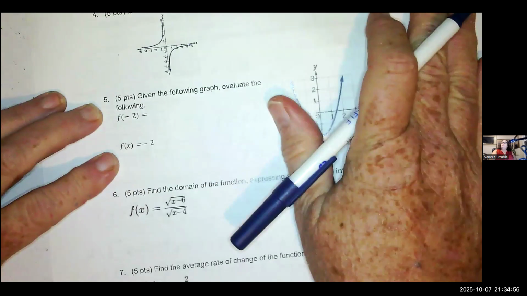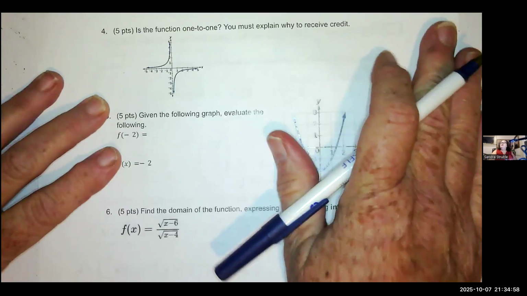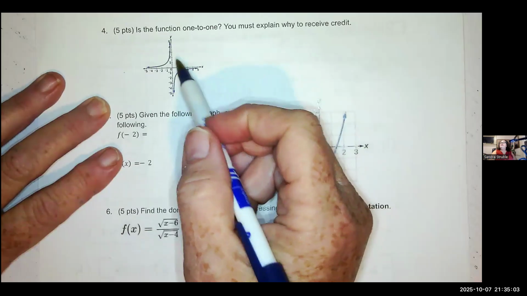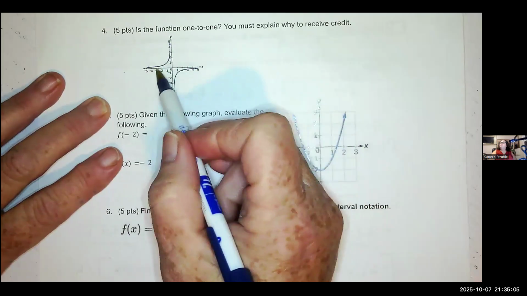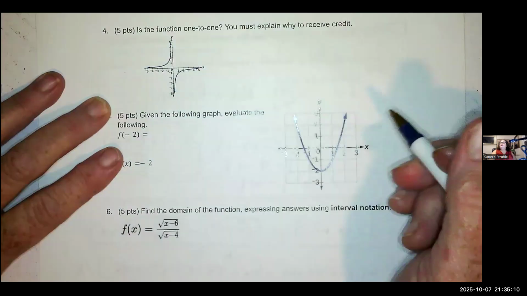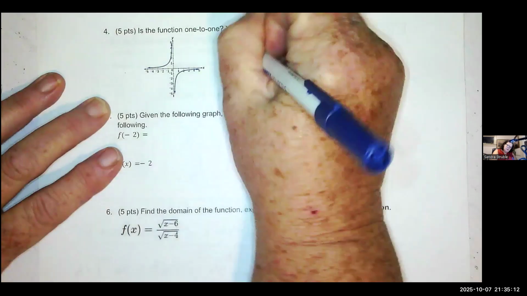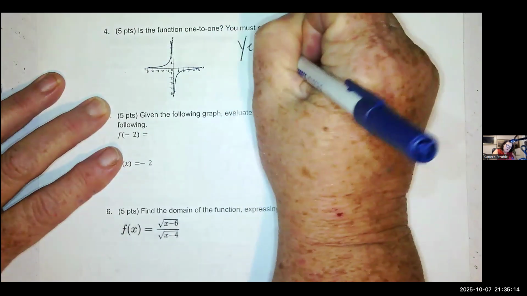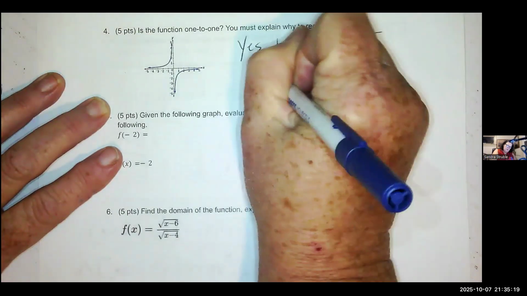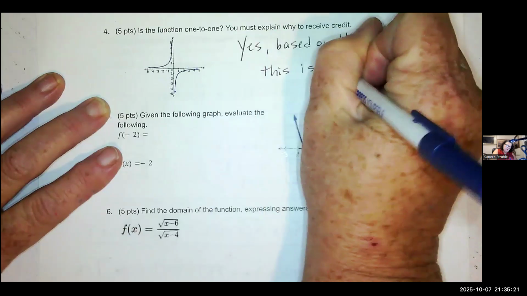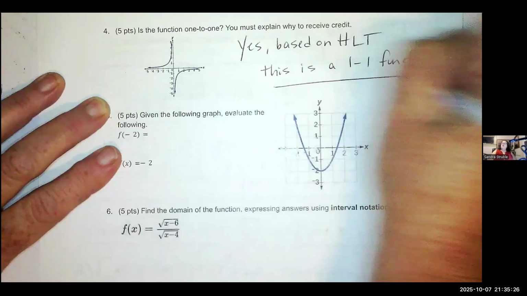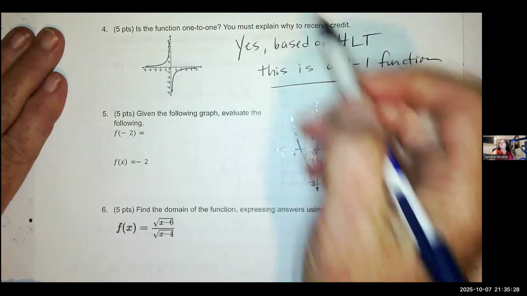Is the function 1-to-1? Well, it's definitely a function because it is one of our reciprocal functions. Is it 1-to-1? Yeah, because you will never cross. It's the horizontal line test, right? For 1-to-1, you're never going to touch the same point. So yes, based on the horizontal line test, this is a 1-to-1 function, all right? Because it does say explain.